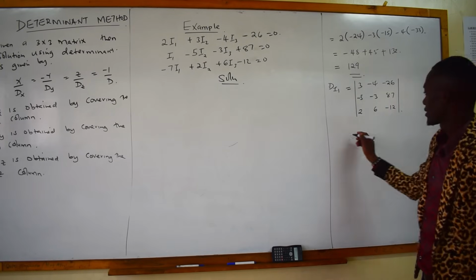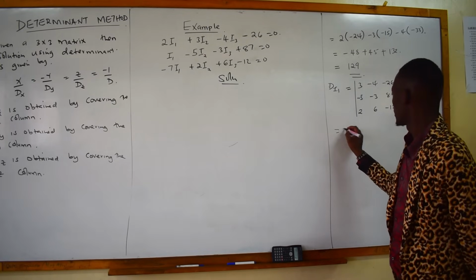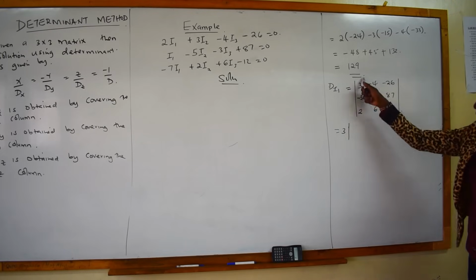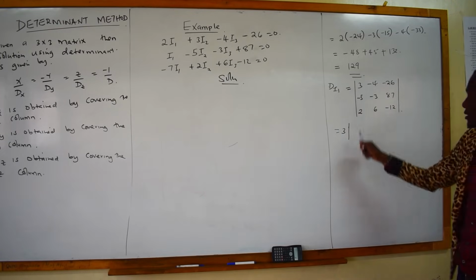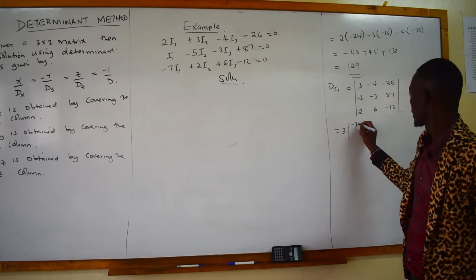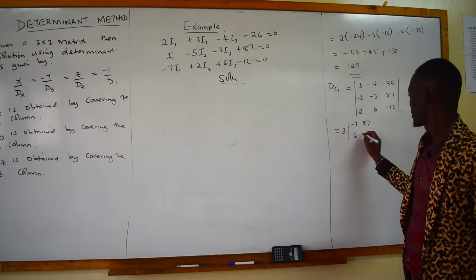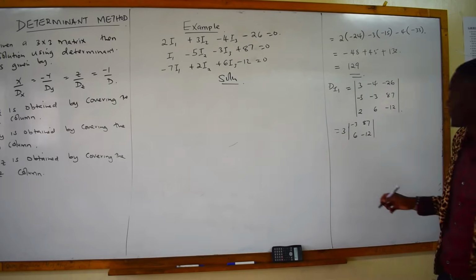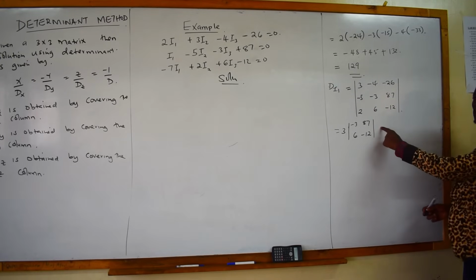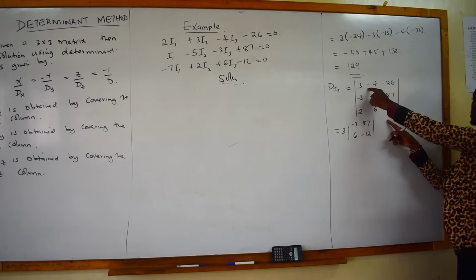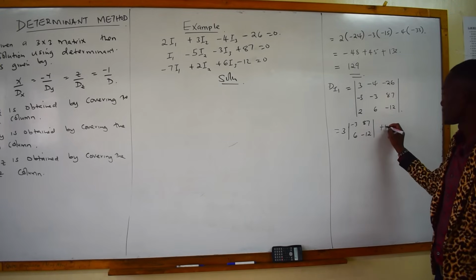So we take our first term, which is 3. Then the determinant for this row and this column, we shall have negative 3, 87, 6, negative of 12. Now remember, the term here is supposed to be negative, but we have a negative here, so therefore it becomes a positive value.